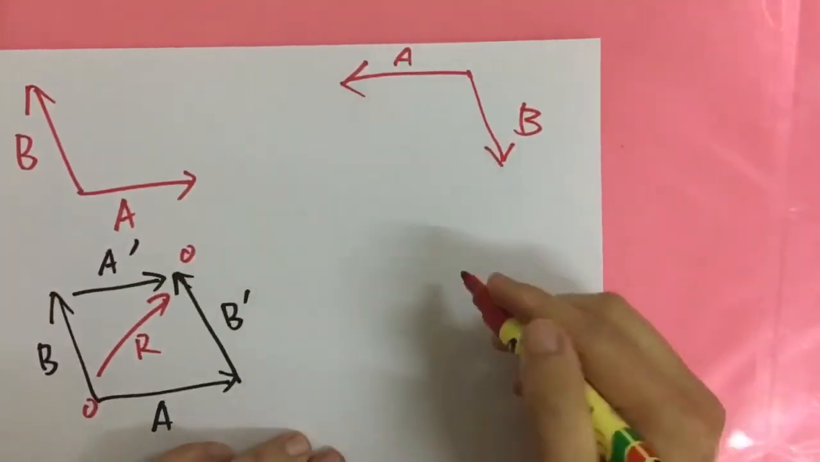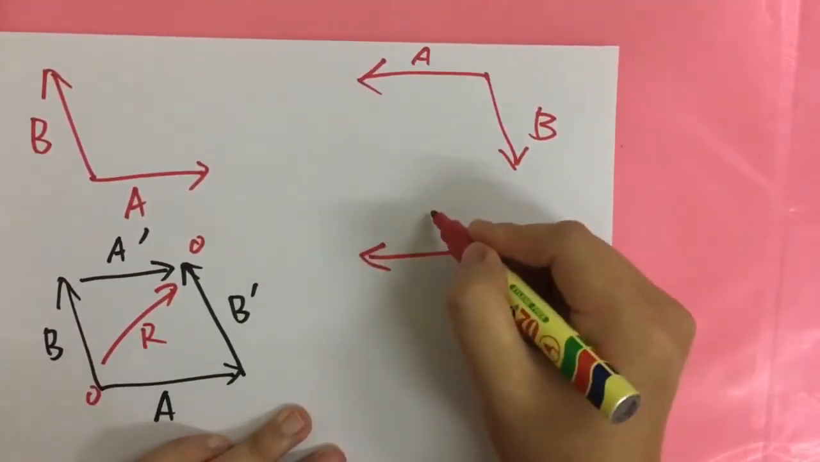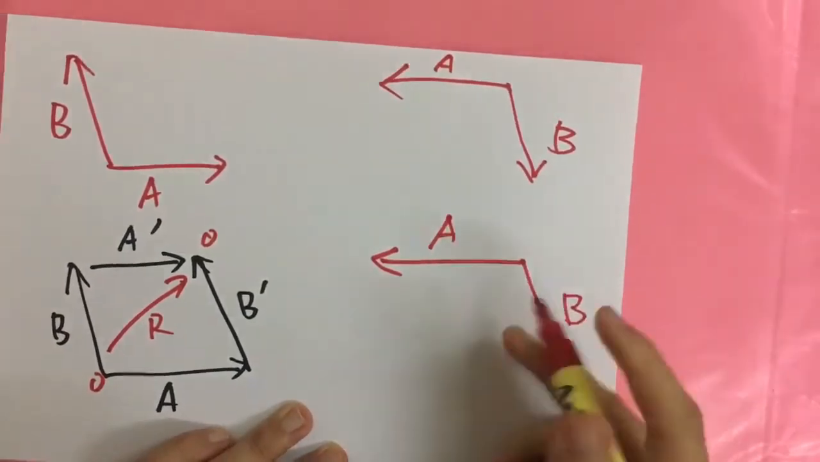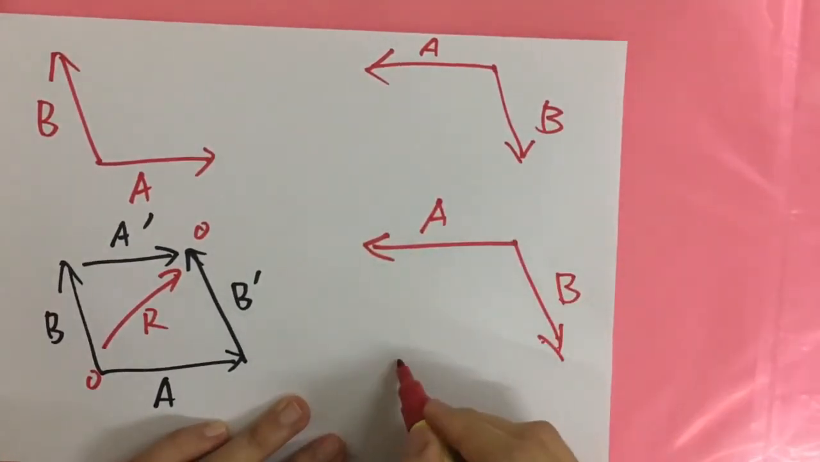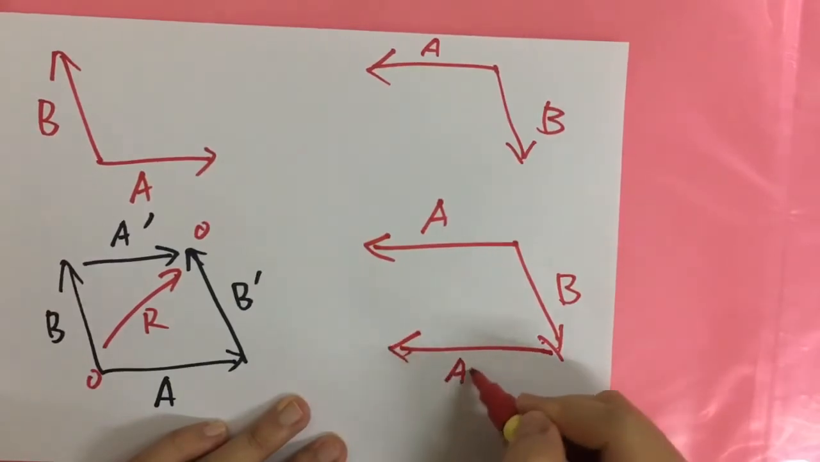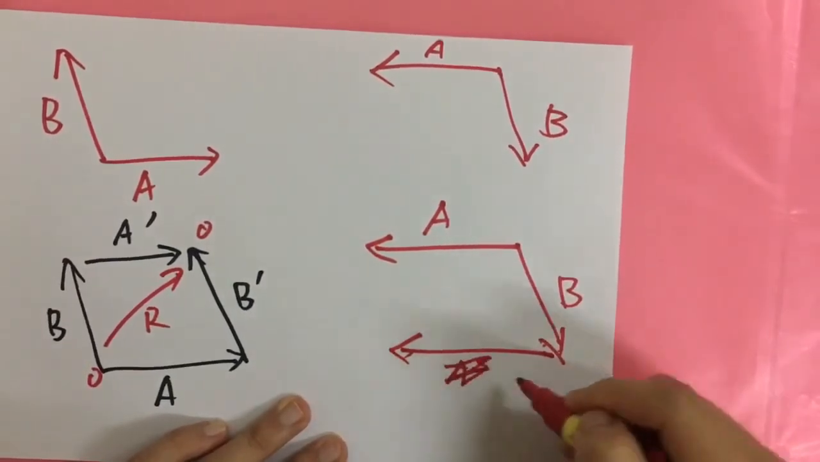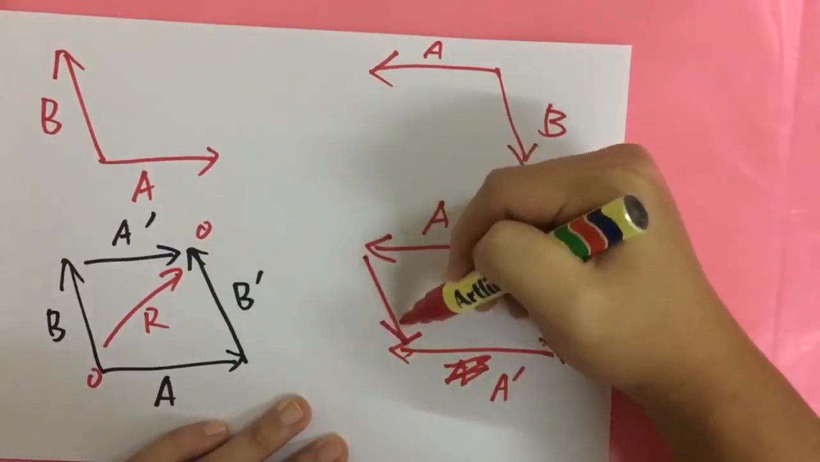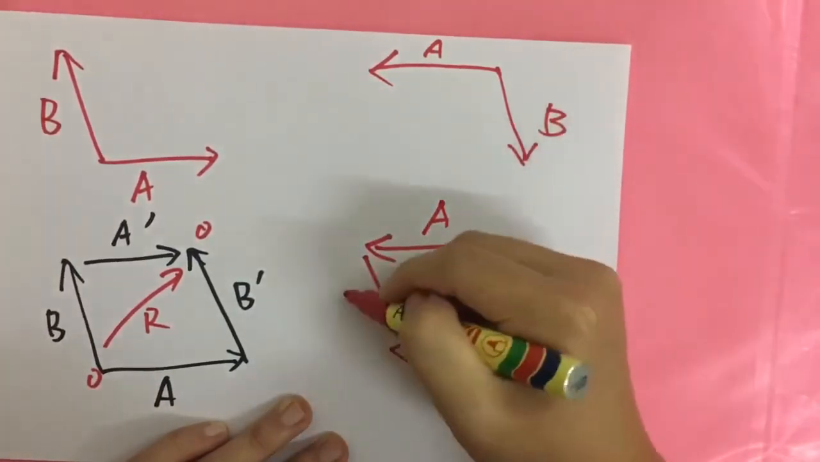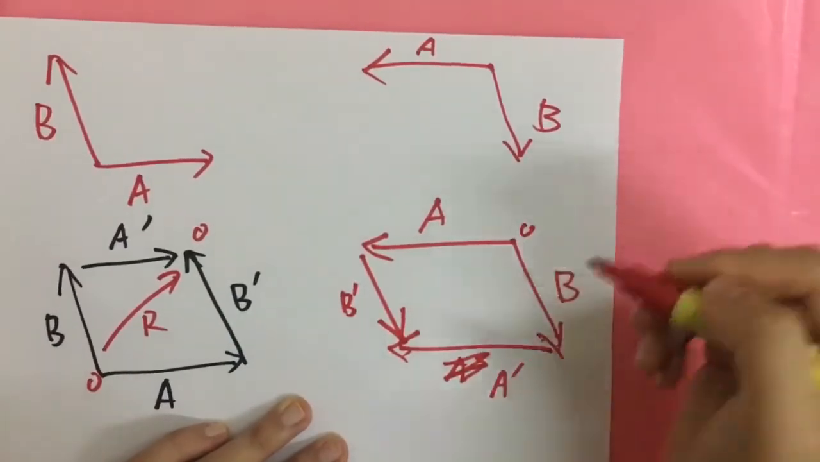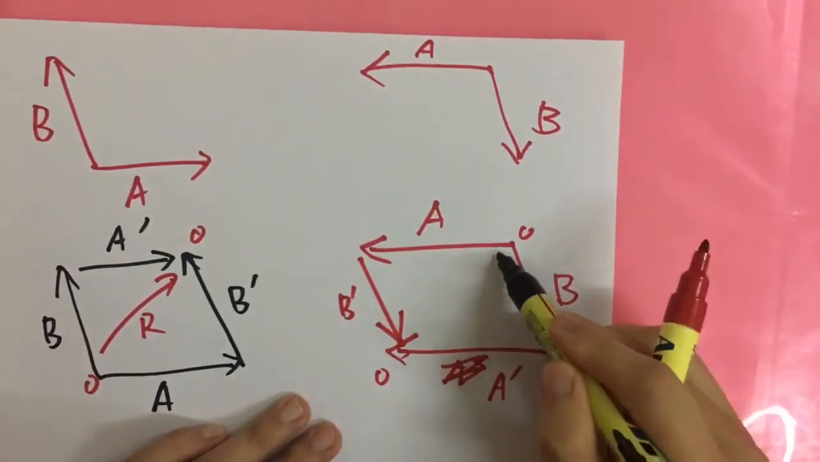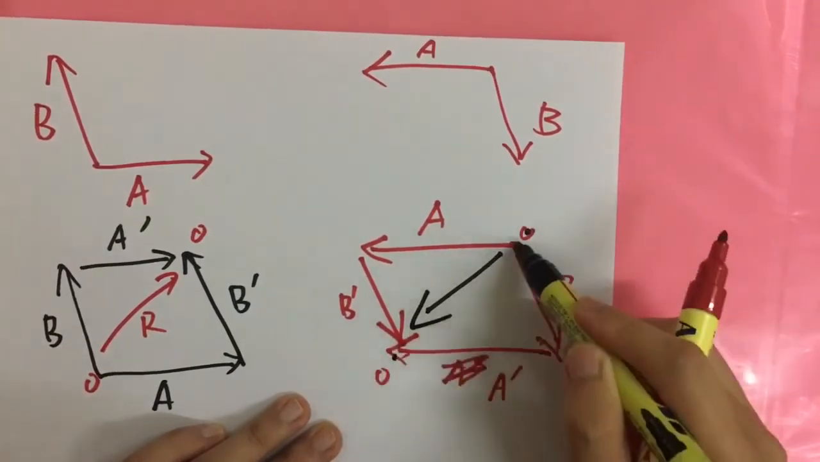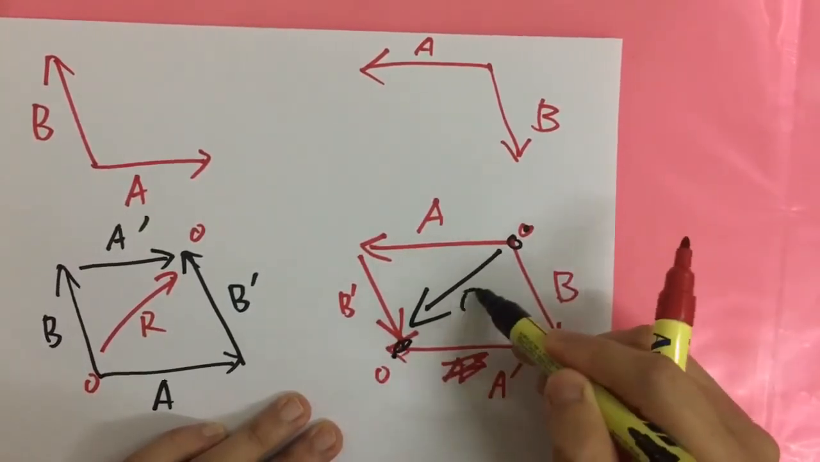Same goes here. A in the negative x direction, B going down, where we duplicate another parallel A towards here. And then we get another line which is parallel to B. So the starting point is here and the final point is here. Our resultant vector would be this line. They connect this point to this point. That's where we get our R.